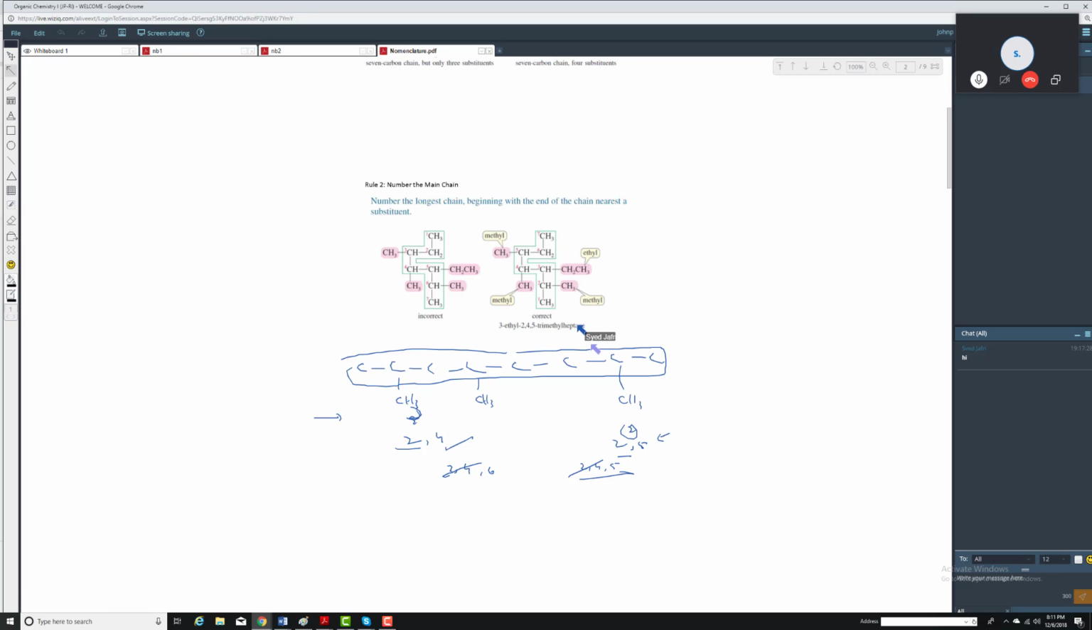At 4 we again have methyl, at 5 we again have methyl. How many methyl groups are there? And remember, at 2, 4 and 5. Ethyl group we have only once, at 3. So don't worry about this.